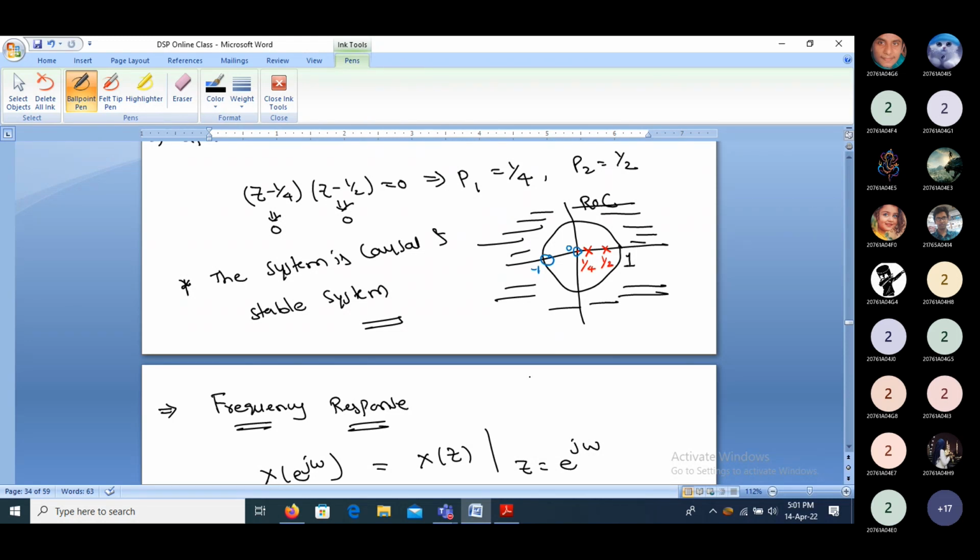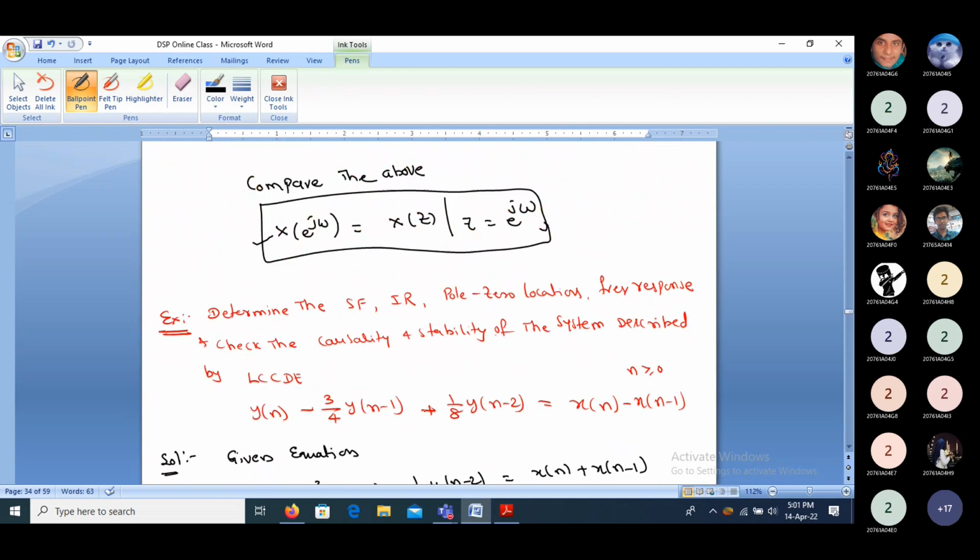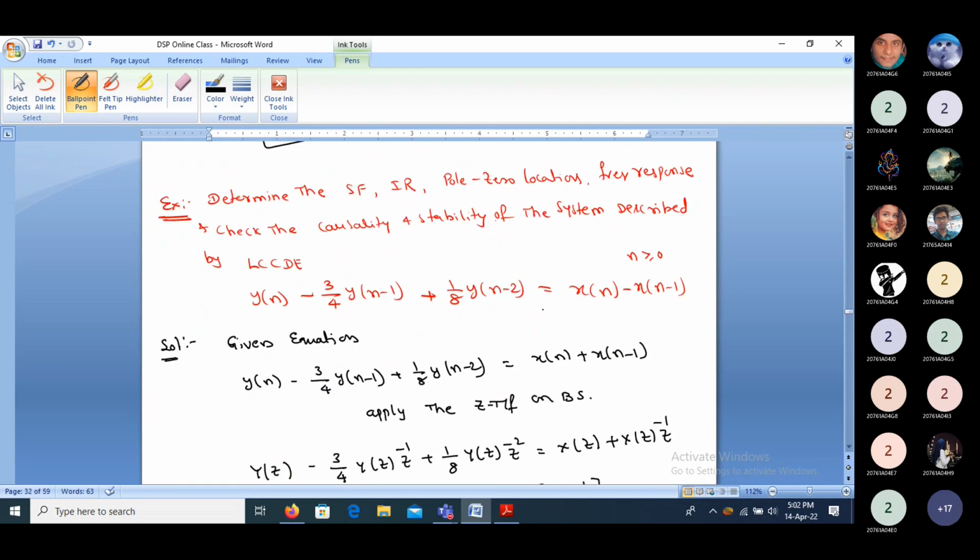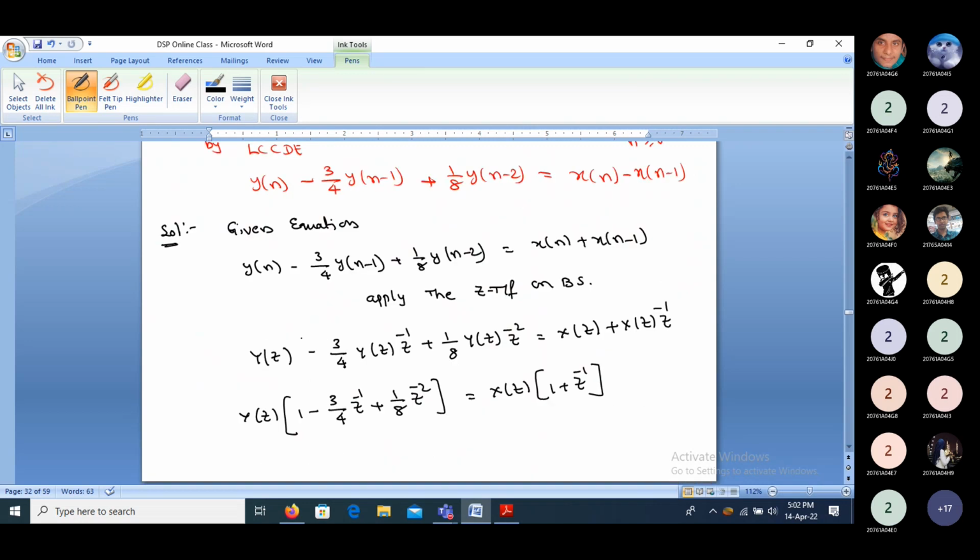Tomorrow we'll discuss how to solve difference equations by using Z-transformations. This is the difference equation; how to solve it? By using the generalized time shifting property. Whenever the system initial conditions are provided, you can go for one-sided Z-transformations. That concept will be discussed in tomorrow's class. Tomorrow we'll discuss the solution of LCCDE as well as the realization of discrete-time systems for IIR as well as FIR systems.